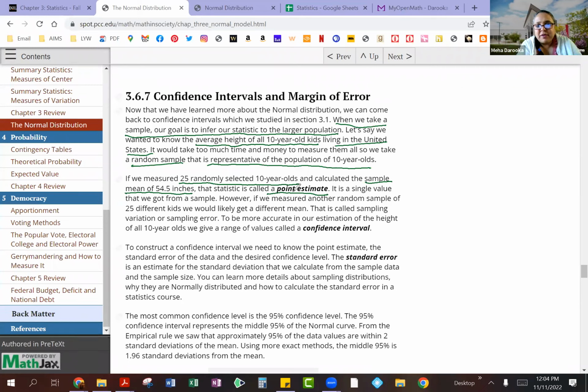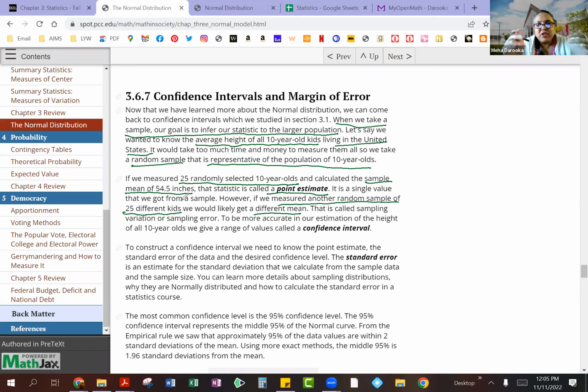Now, however, what if we took another group of 25 kids and measured their height? Of course, your mean would come out to be slightly different, because now you are looking at a different group of kids. So remember, this happens every time we change our sample. If we did separate groups of 25 kids from different areas and measured their heights, each one of those groups of 25 is going to give us a different sample mean.